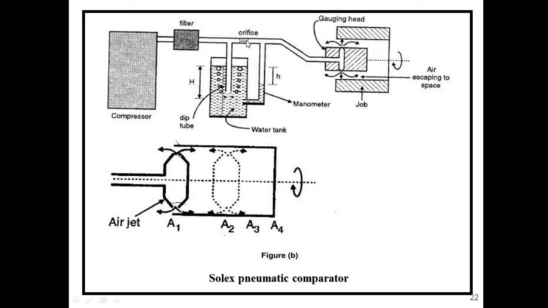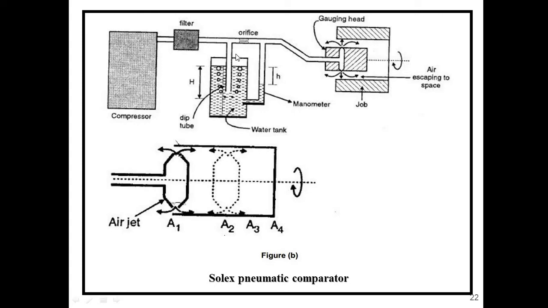Now this air, the pressure of the air, can be regulated by using a dip tube. This is the dip tube. The length of the dip tube decides the pressure of the air which is passing through this orifice. So the pressure of the air passing out of the orifice can be controlled by changing the length of this dip tube.